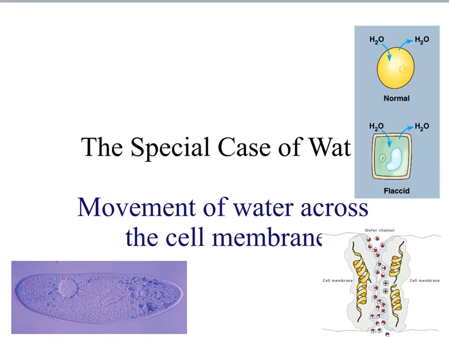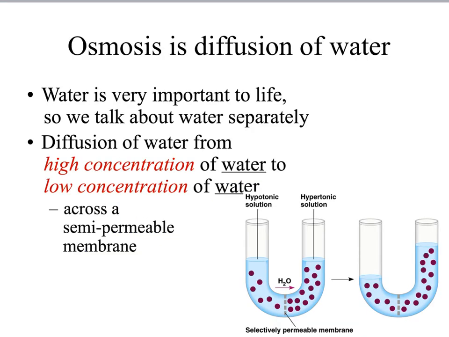So we've talked about how water is different and that it is referred to as osmosis. And this is going to start talking about those different types of solution types. Again, osmosis is the diffusion of water. Water is very important to life, so we talk about it separately. It's going to go from high to low across the semi-permeable membrane. This is just giving you an example.